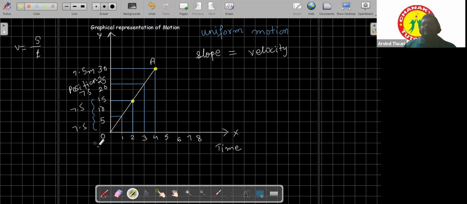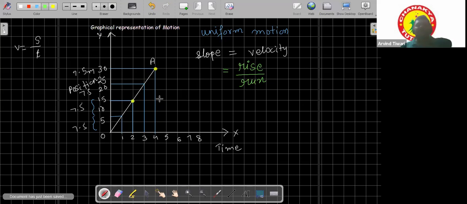With these 2 points, I will find out the slope of the graph. The slope of the graph is given by the formula of rise over run. Remember, this slope is given as rise over run. What do we mean by rise over run? Rise means how much the graph has risen up, divided by how much we have run through the x-axis.